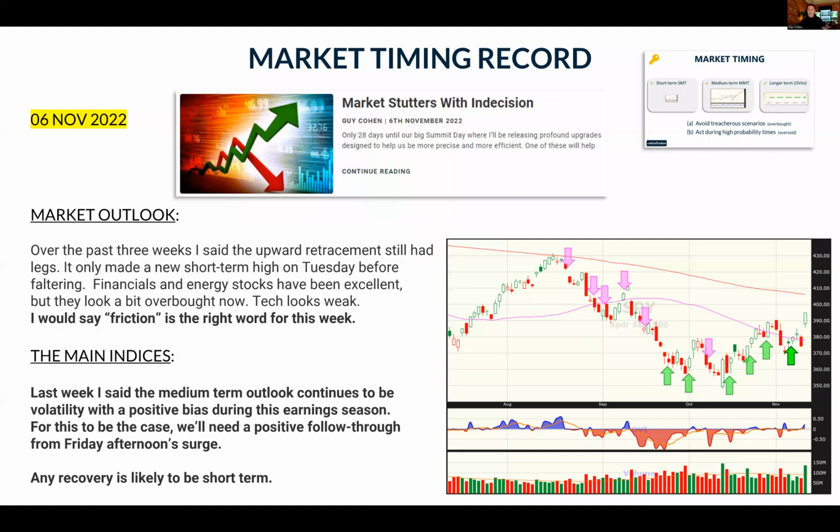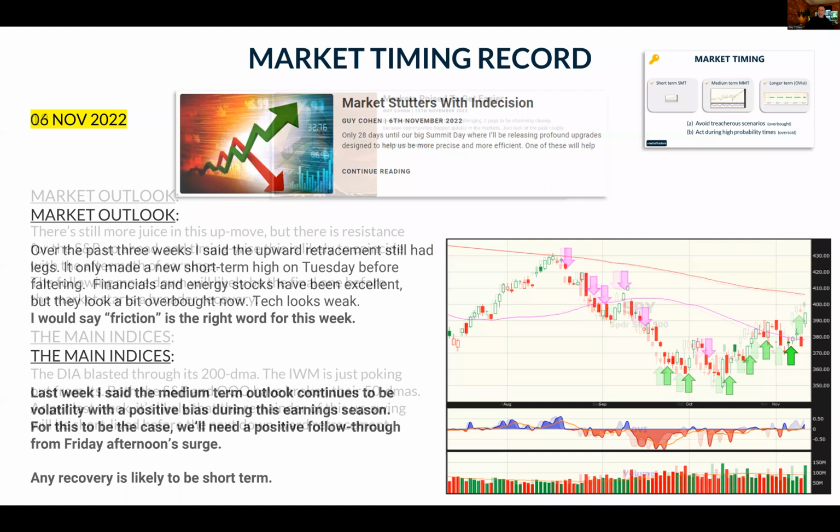Go forward another week, 6th of November. And I'm saying, look, a bit of friction around here is likely because of all the resistance around here. Medium-term outlook continues to be volatility. Look at the gapping that we're getting there, lots of volatility, but we've still got a positive bias. And we certainly will get more positive bias if there's a positive follow-through from that Friday. We did get that.